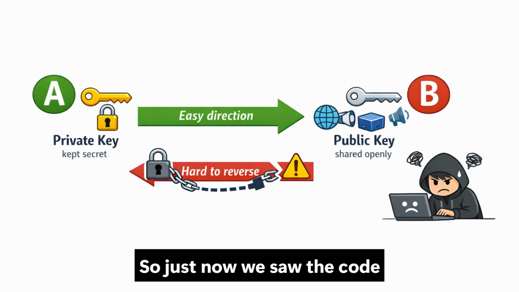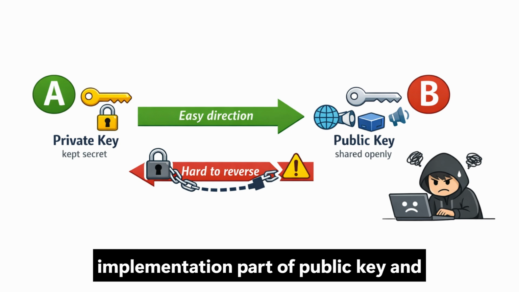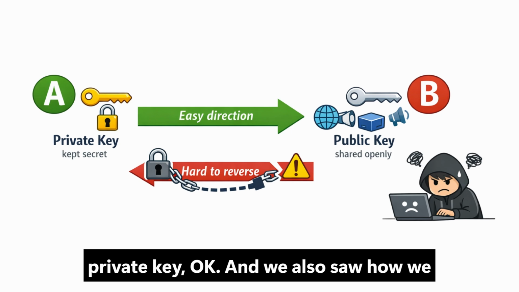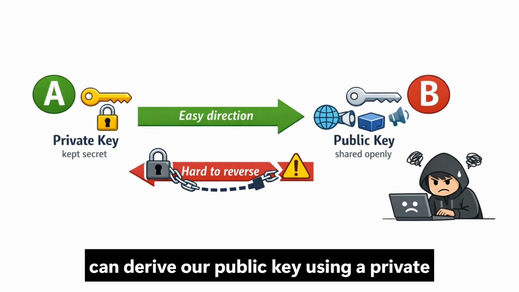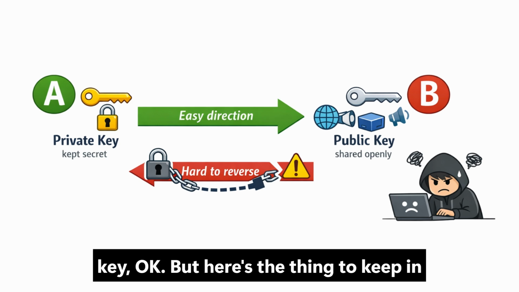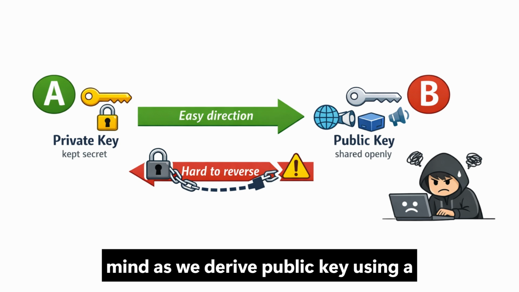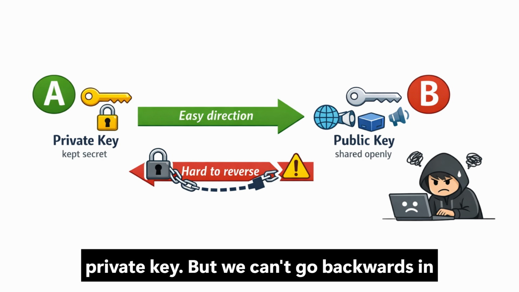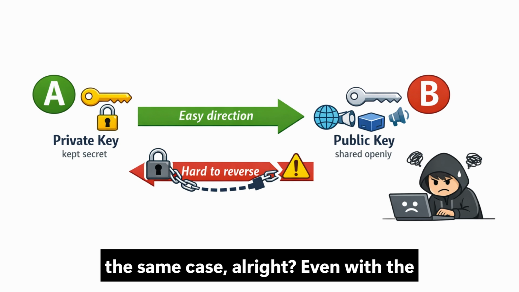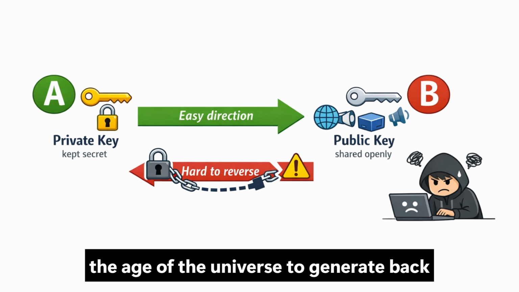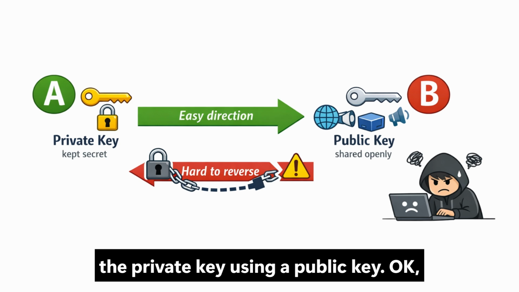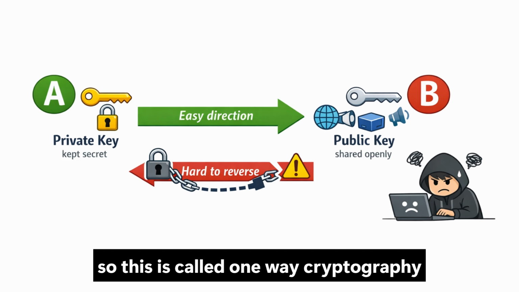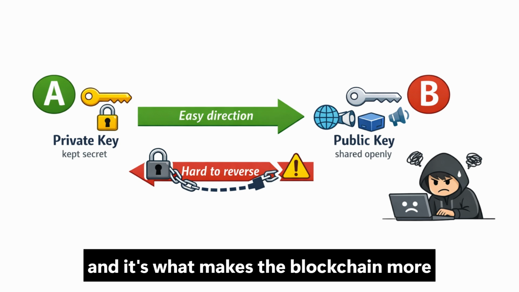So just now we saw the code implementation part of public key and private key, okay? And we also saw how we can derive a public key using a private key. But here's the thing to keep in mind. We derive a public key using a private key, but we can't go backwards. Even with supercomputers, it will take longer than the age of the universe to generate back the private key using a public key. So this is called one-way cryptography, and it's what makes the blockchain more secure.